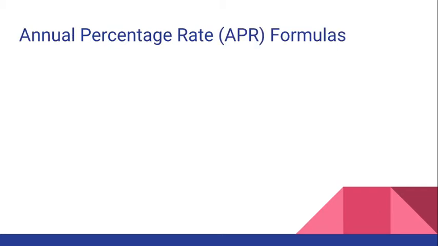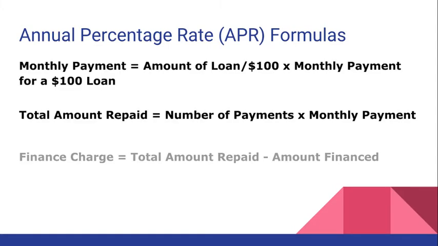Now we're going to talk about the annual percentage rate formulas. So we have a few formulas here for our annual percentage rate, APR. Our monthly payment equals the amount of loan divided by $100 times the monthly payment for a $100 loan. Then we also have our total amount repaid equals the number of payments times the monthly payment. And we also have our finance charge equals the total amount repaid minus the amount financed. So we're going to go ahead and use those now to figure out some finance charges.